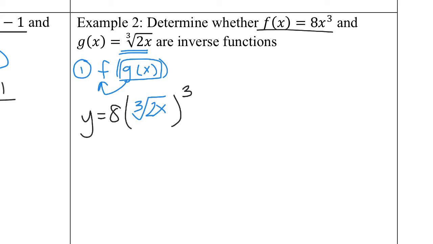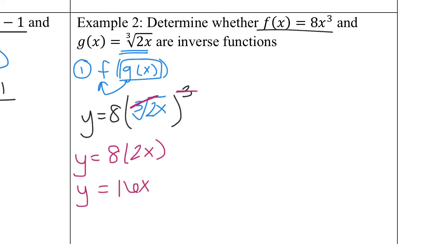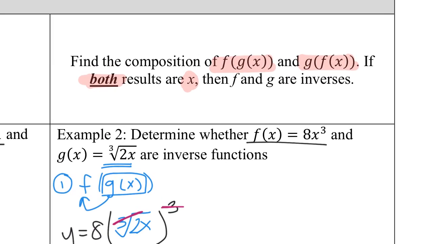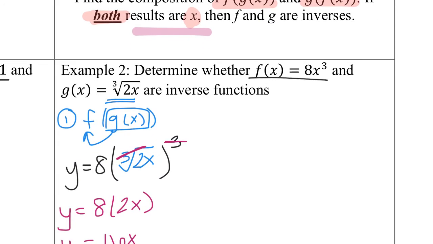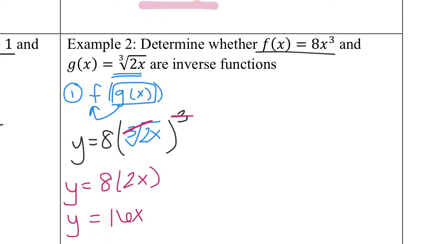So a cube root and a third power are inverses, so that means the cube root and this third power undo each other. So this is really 8 times 2x. Well, 8 times 2x is 16x. Well, according to our rule here, it says that both results have to equal x. Well, f of g of x did not equal an x. So that means automatically that no, these are not inverses.